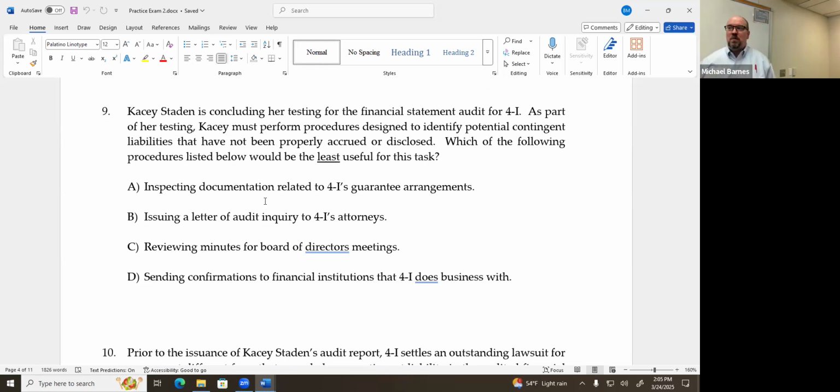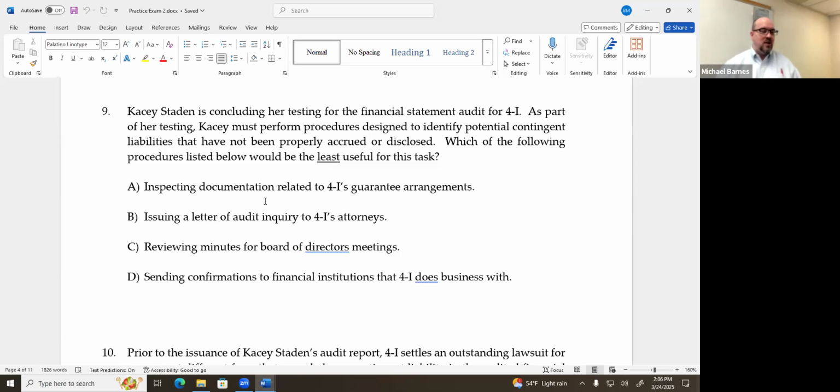So this should be a gimme if you have paid attention to what I was saying. She's trying to identify potential contingent liabilities. Could she inspect documentation related to 4i's guarantee arrangements? Yes, that's one of the things we talked about in class. Could she review minutes of the board of directors meetings? That's another possibility that was listed in the slides.